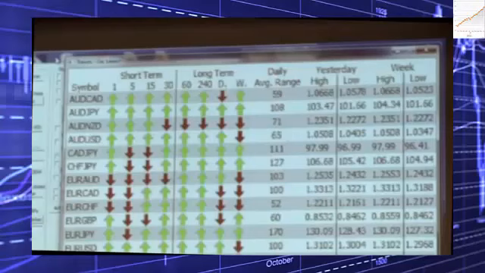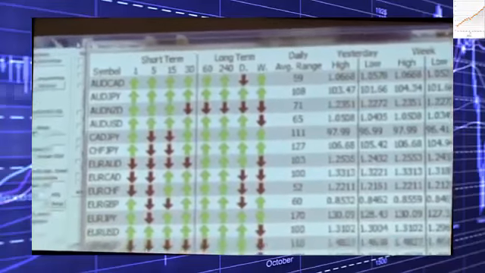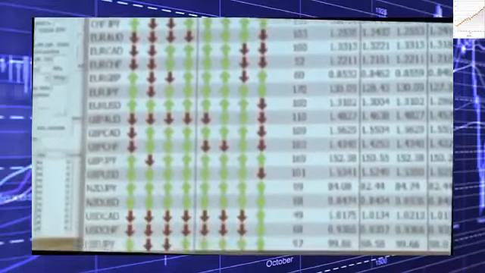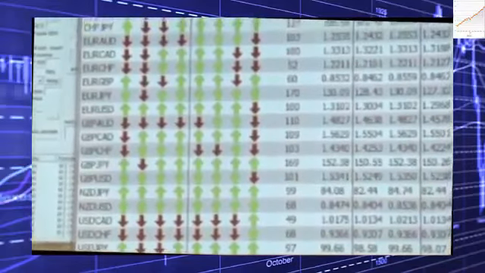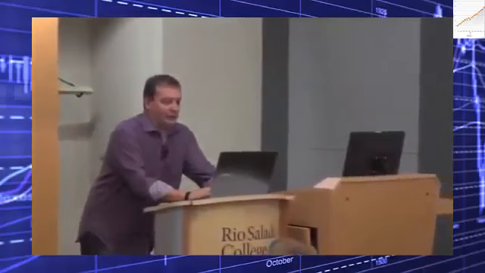So you'll pick what you want to trade. Well, I like euro yen because it moves a lot, and pound yen because it moves a lot as well, right? So that's the first thing.